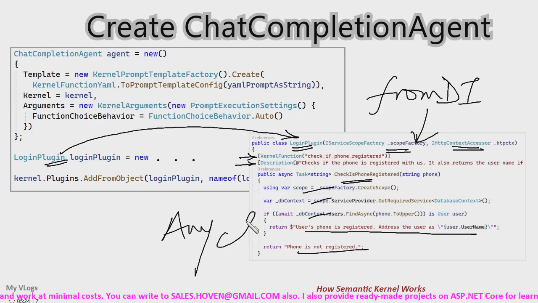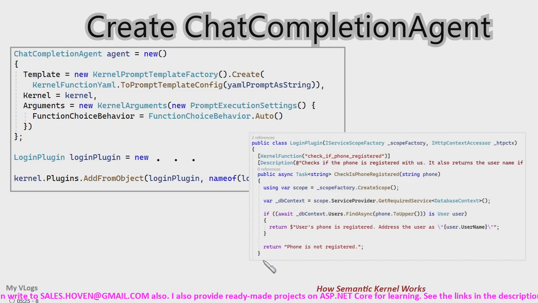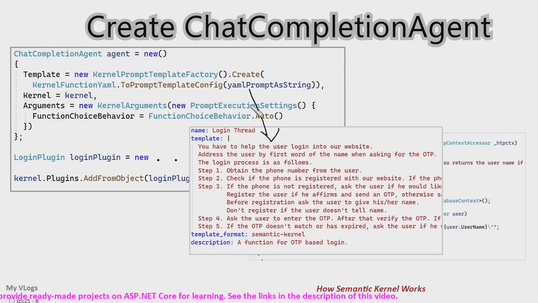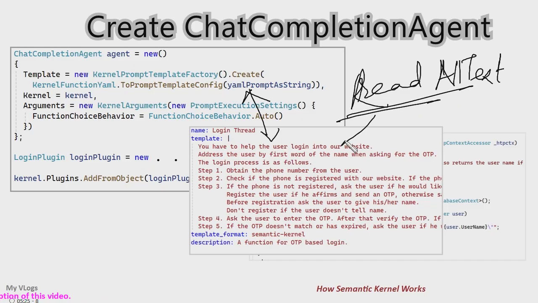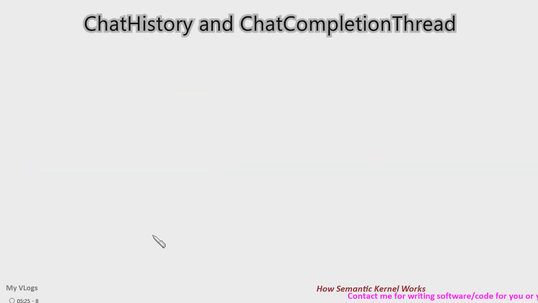So you will need to write any class decorated with kernel function description. Complete code I'll show later. Then this YAML prompt string, this includes the instructions. This whole text is read through some program, C# read all text function, and this is supplied here. So we have the instructions for the template and everything.